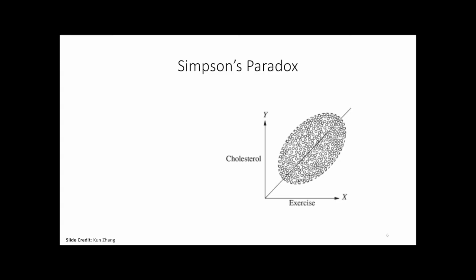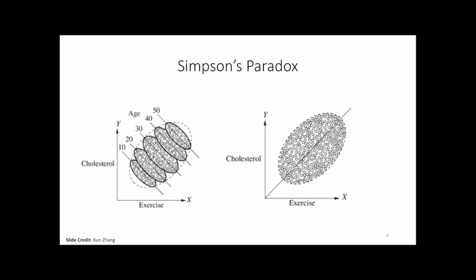But in fact, the underlying phenomenon in Simpson's paradox is that if you break it into different subgroups, here ages, the effect is totally reversed. The more exercise that you do, the less cholesterol that you're going to have. So the reason I'm showing you this example is that it's important to incorporate different random variables and how they contribute to our observation. And in order to incorporate this, we need to be able to encode the dependencies.